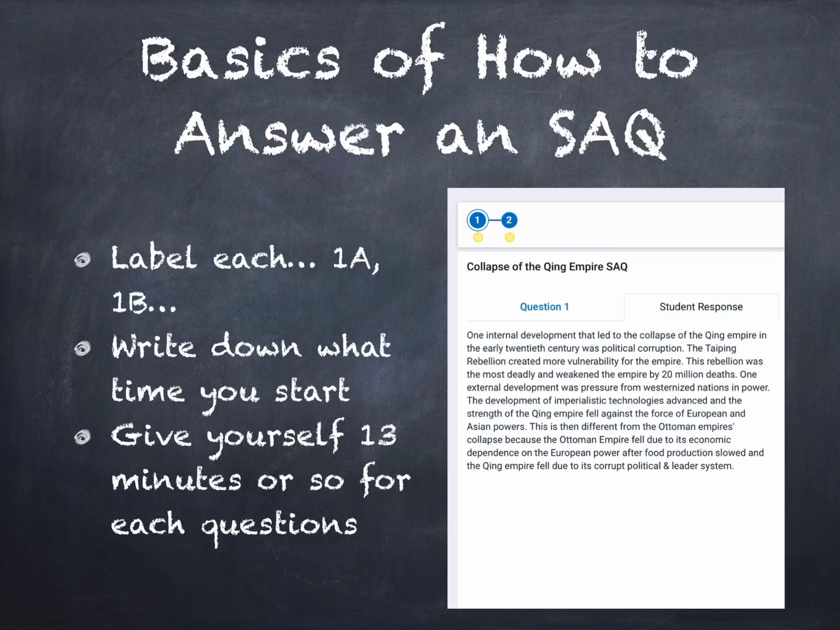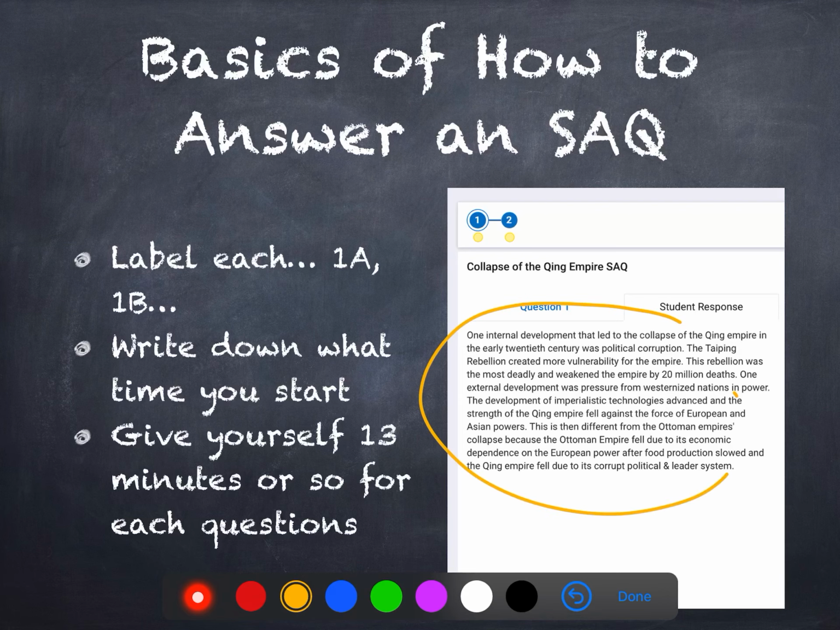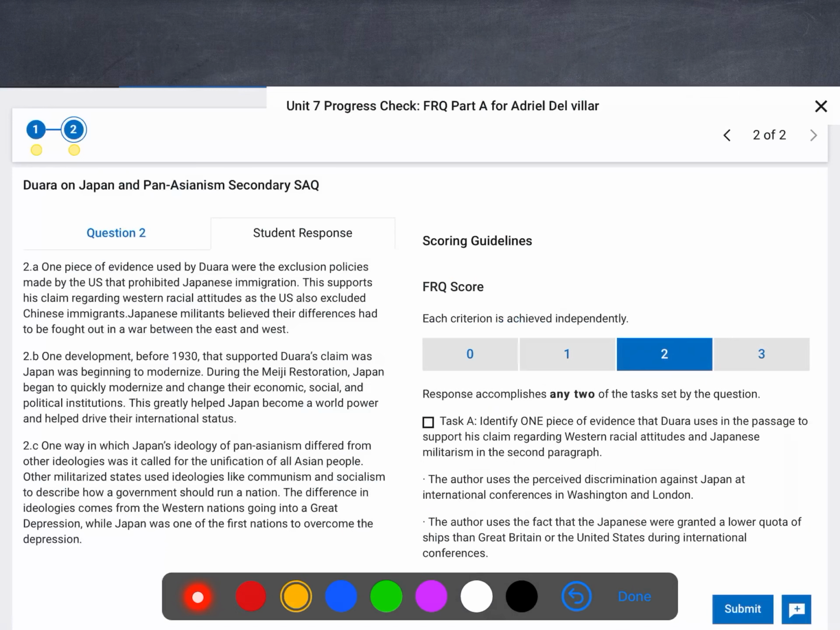It's not just going to be one giant paragraph. Instead, we need to be able to break this down into which parts of the question you are answering. So if we look at Adriel's here, who also got a 4 on his too, he's labeling which parts of the question he's answering with each. That's what you need to be able to do.